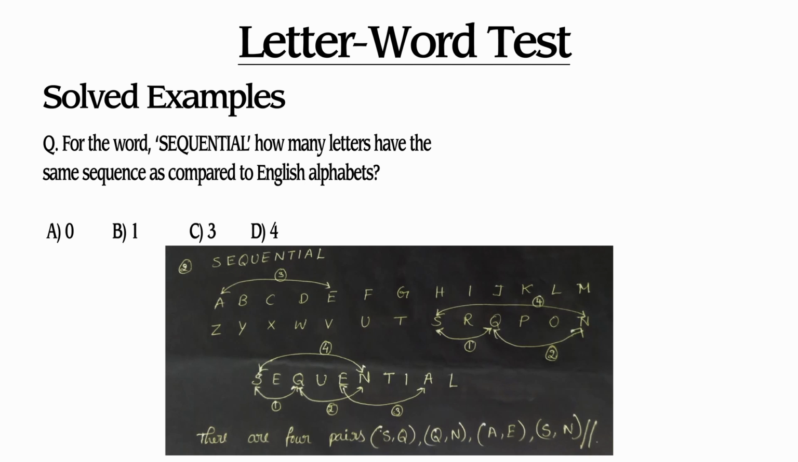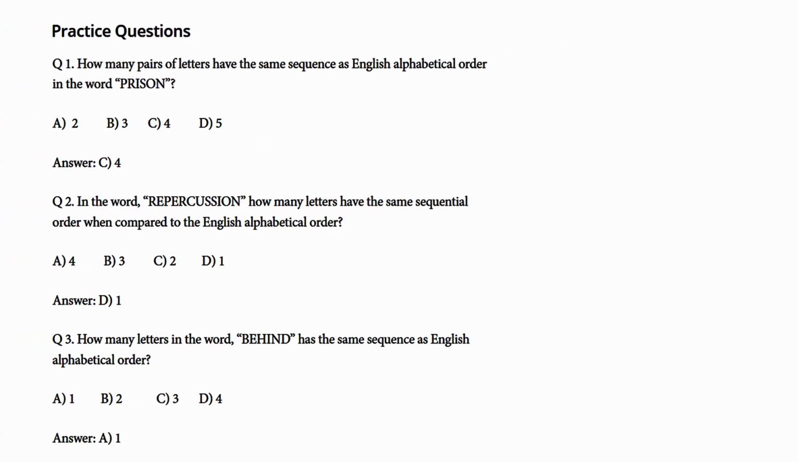Now there are 2 letters between Q and N, 4 letters between S and N, and 3 letters between E and A. When you compare these sequences with the original sequences in the English alphabet, you will find the same number of letters. Thus, there are 4 pairs of letters which have the same sequence as in English alphabet in the word sequential. Here we have some practice questions.